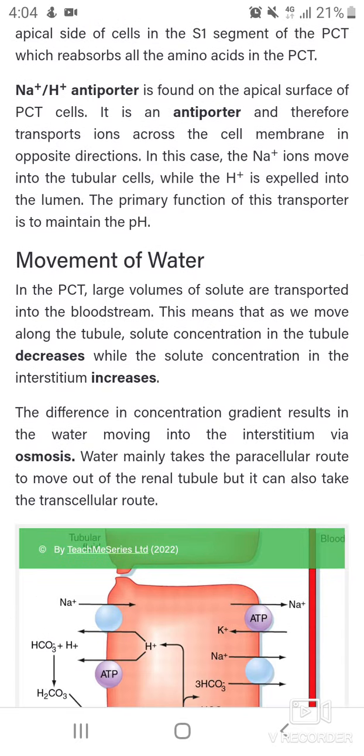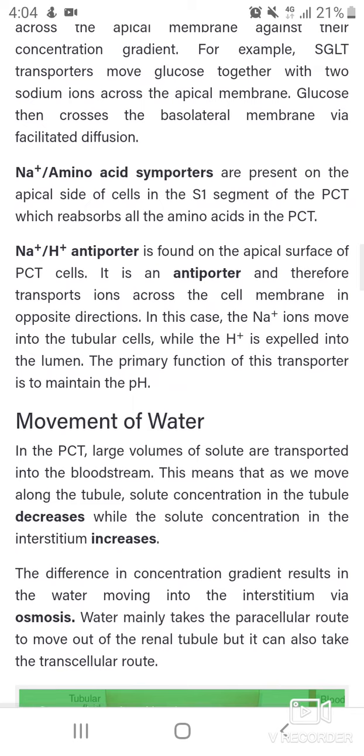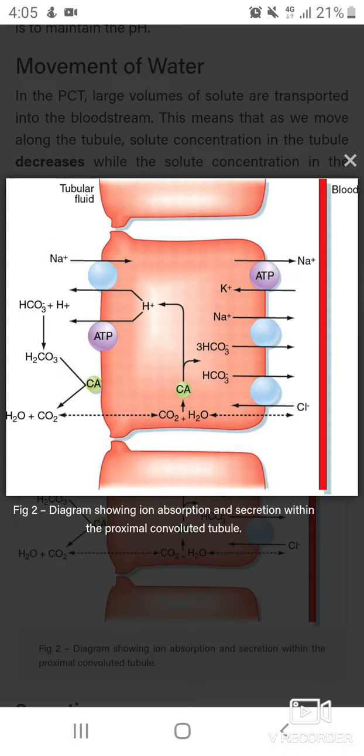What is the movement of water? In the PCT, large volumes of solute are transported into the bloodstream. This means that as we move along the tubule, solute concentration in the tubule decreases, while the solute concentration in the interstitium increases. The difference in concentration gradient results in water moving into the interstitium by osmosis. Water mainly takes the paracellular route to move out of the renal tubule, but it can also take the transcellular route. You can see this clearly in the next diagram that we are discussing.